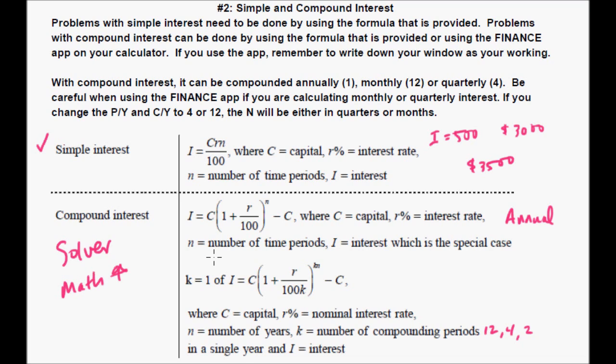Now remember, if you're going to use the finance app, you need to write down the window as you're working, so the examiner can see that. What I'm going to do right now is link to 2 videos that I did on this. One where I show you how to do it with the formula here, and the second one I do on the calculator. So it gives you a pretty good idea of how this works. I will link to those right now.